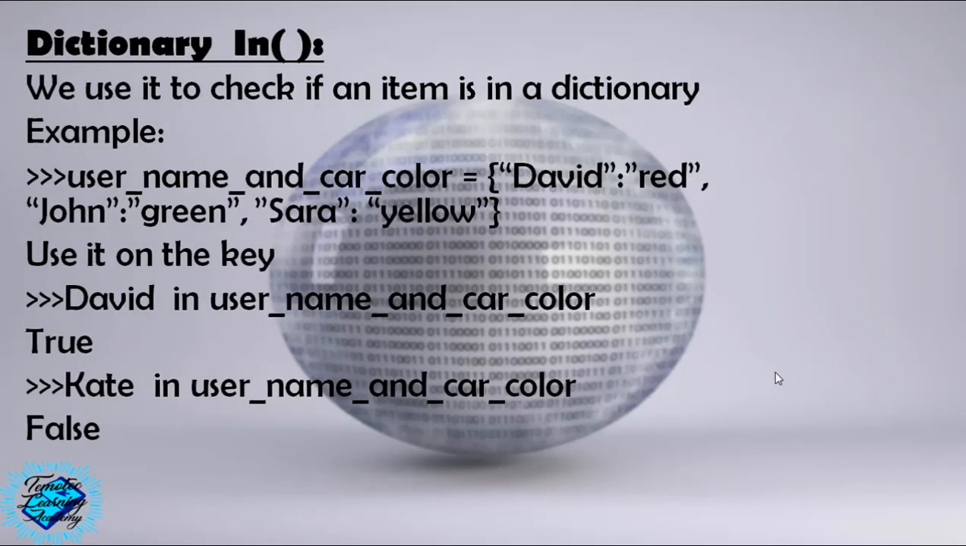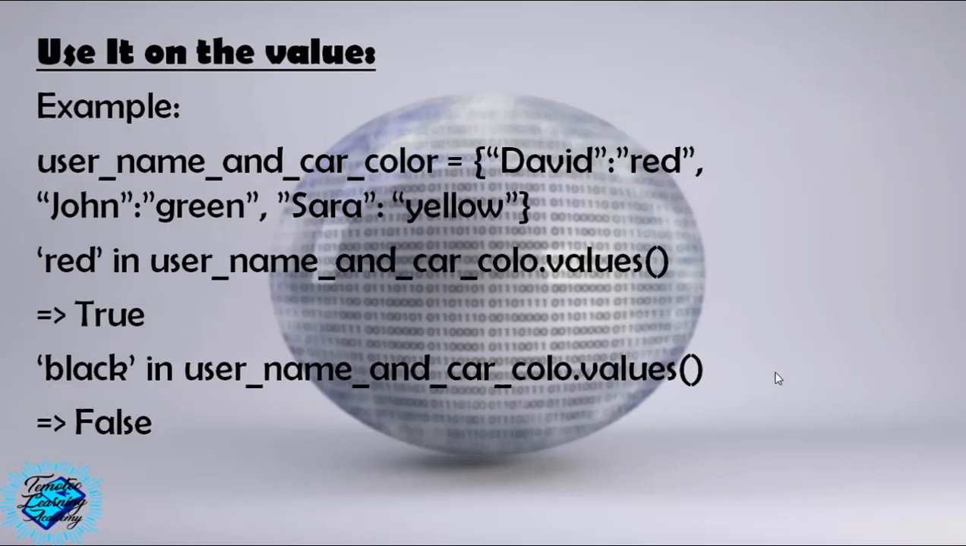The in operator: we use it to check if an item is in a dictionary. Example: username and car color David red, John green, Sarah yellow. Use it on the key: "David" in username_and_car_color gives True. "Kate" in username_and_car_color gives False. Use it on the value: "red" in username_and_car_color.values() gives True. "black" in username_and_car_color.values() gives False.